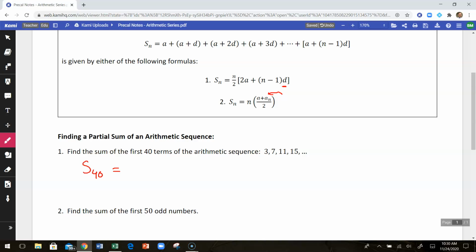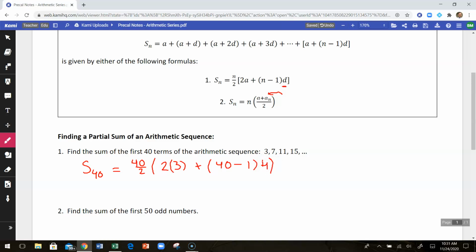Now, I know the common difference is 4. So since I know the common difference, I'm going to use this first formula. I don't know the value of the last term, like, I don't know the 40th term of this sequence, so I can't use the second formula. We use the first one. We have n divided by 2, so that's the number of terms that I want to add together, divided by 2. I'm going to multiply that by 2 times a. A is the first term, which is 3, plus n minus 1, so that's the number of terms minus 1, times the common difference, which we know is 4.